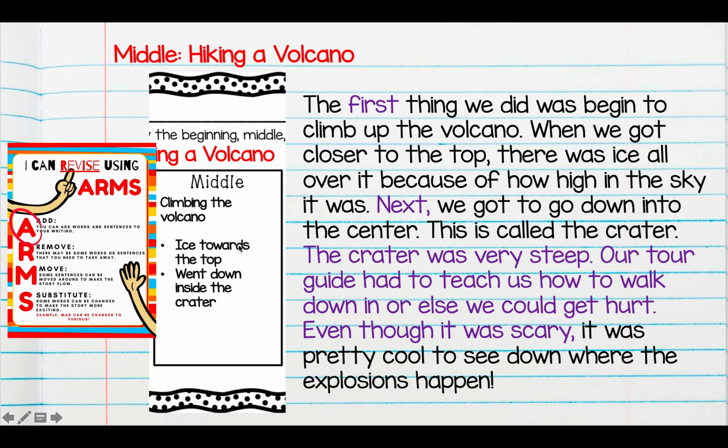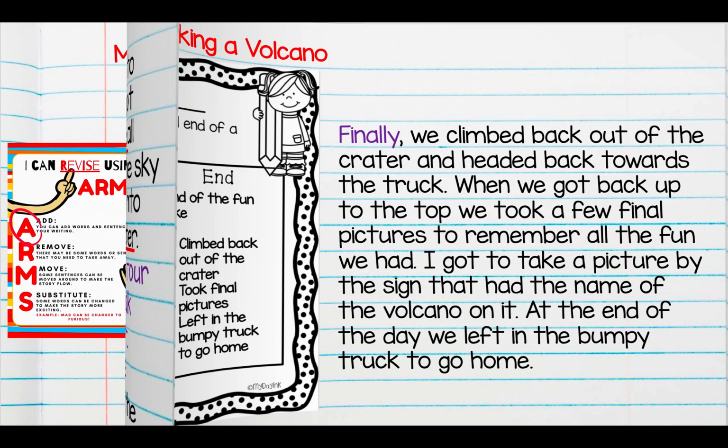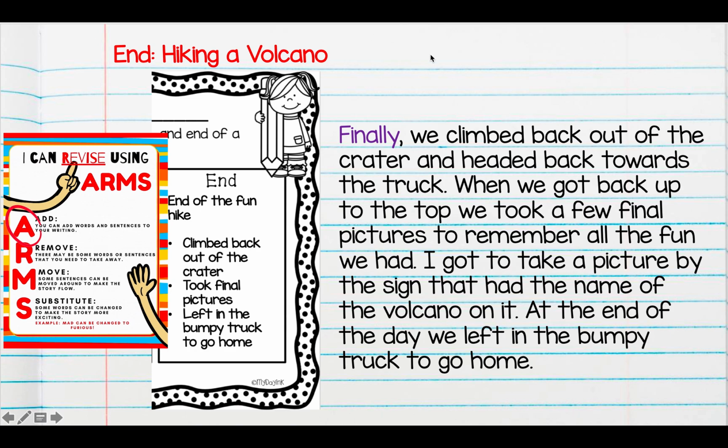Let's make sure that I kept up with talking about the ice towards the top and going down inside the crater. There was ice and crater. Good, I'm still sticking to my graphic organizer. And last, at the end. Finally, we climbed back out of the crater and headed back towards the truck. When we got back up to the top, we took a few final pictures to remember all the fun we had. I got to take a picture by the sign that had the name of the volcano on it. At the end of the day, we left in the bumpy truck to go home. I still talked about climbing out of the crater, taking final pictures, and leaving in the bumpy truck.